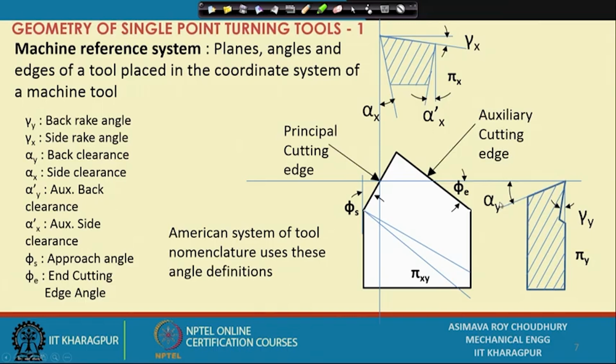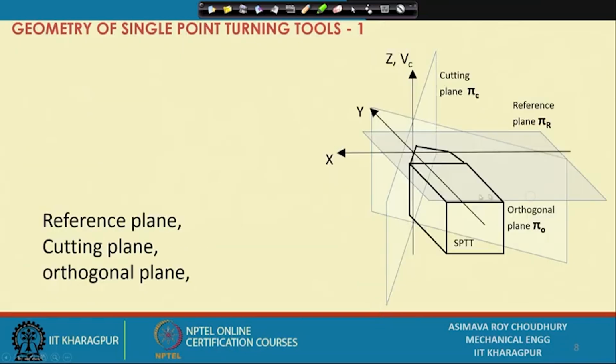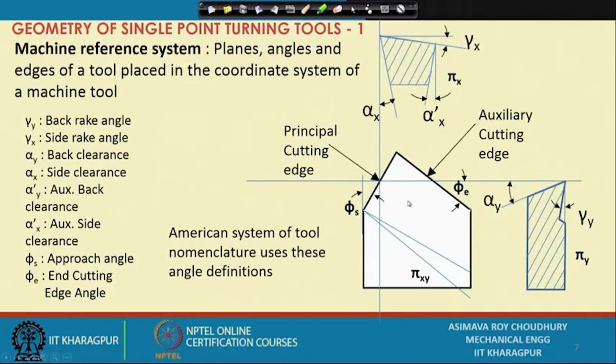Alpha y is the angle between, if you notice, this is the trace of the cutter in the cutting tool in the pi y plane. Okay. And which part of the cutting tool? This is the flank surface. We cannot see it here. We cannot see it in the plan view, but it is hidden.